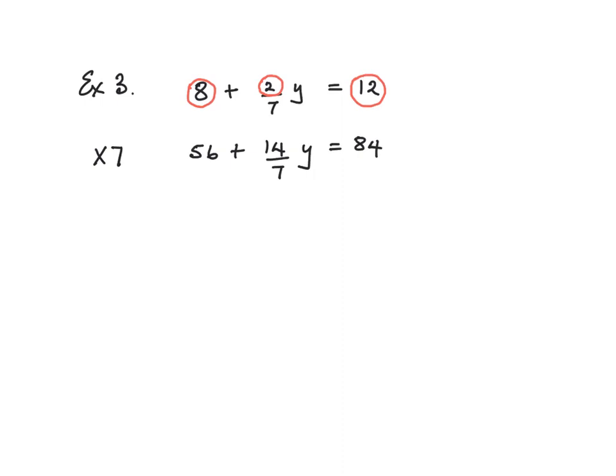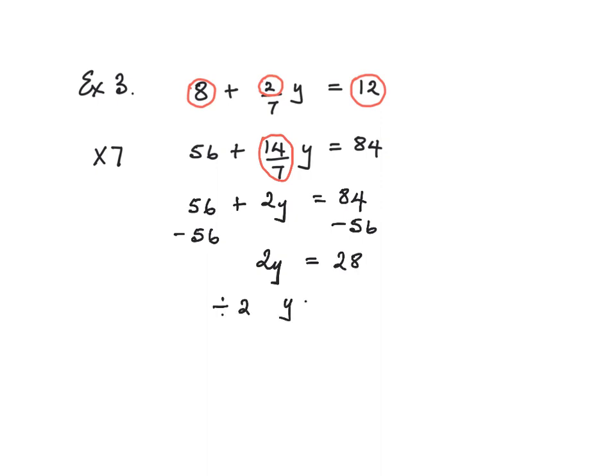Now, we want to simplify this term. 14 divided by 7, that's nice and simple. 14 divided by 7 is 2, so we have 2y. I'm going to subtract 56 from both sides. 2y then equals 84, take away 56, 28, and the last thing to do is to divide by 2, 28 divided by 2, and that gives us 14.